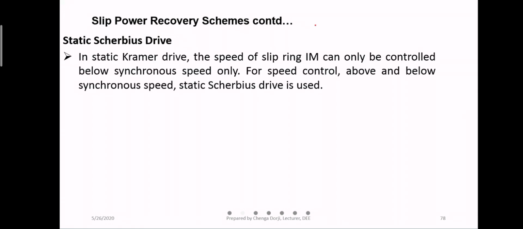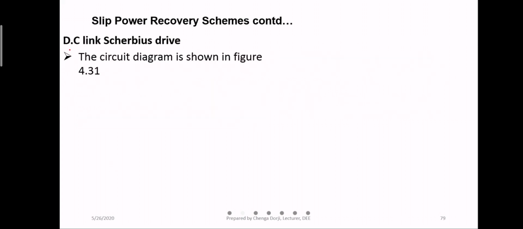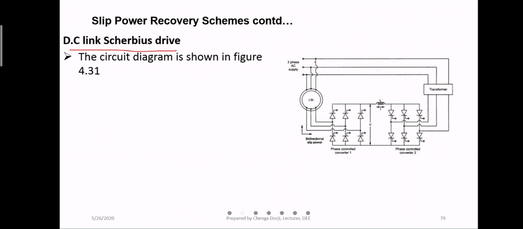In the Kramer drive, speed of the slip ring motor can only be controlled below the synchronous speed. So if you want to control above and below the synchronous speed, then the static Scherbius system is used. There are two possible configurations: one is the DC link Scherbius and another one is the cycloconverter static Scherbius drive. First, the DC link Scherbius system, where you are making the connection through a DC link.